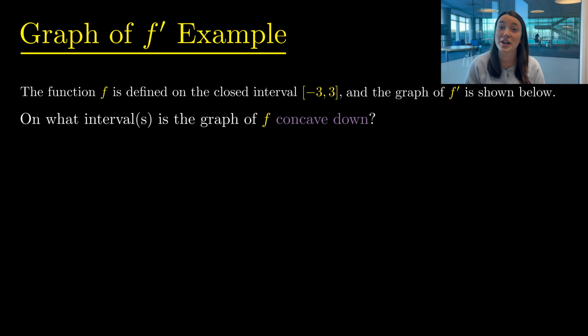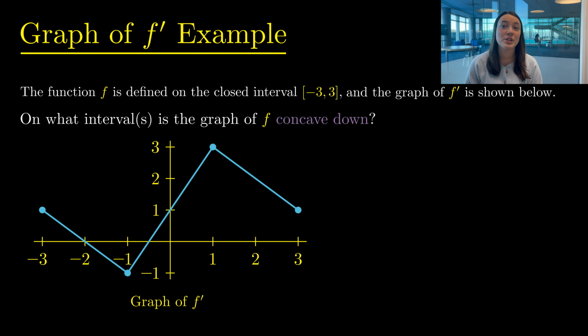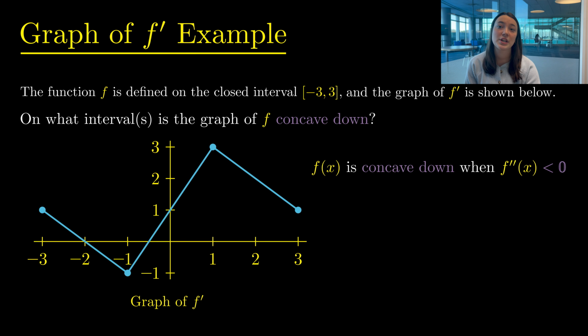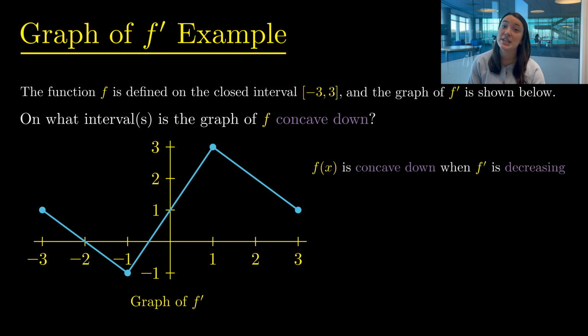Now, using our f prime graph again, we're going to try to determine where the graph of f is concave down. There is a rule that states f is concave down when f double prime is negative, but because we are given an f prime graph, we will instead use another rule that states f is concave down when f prime is decreasing.